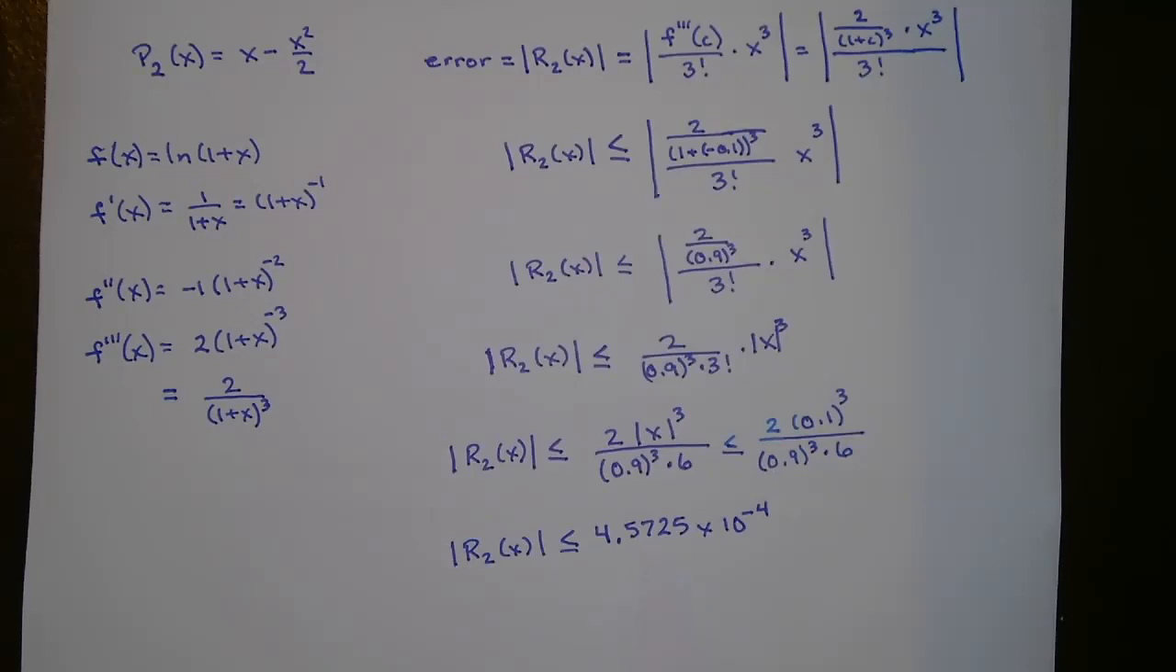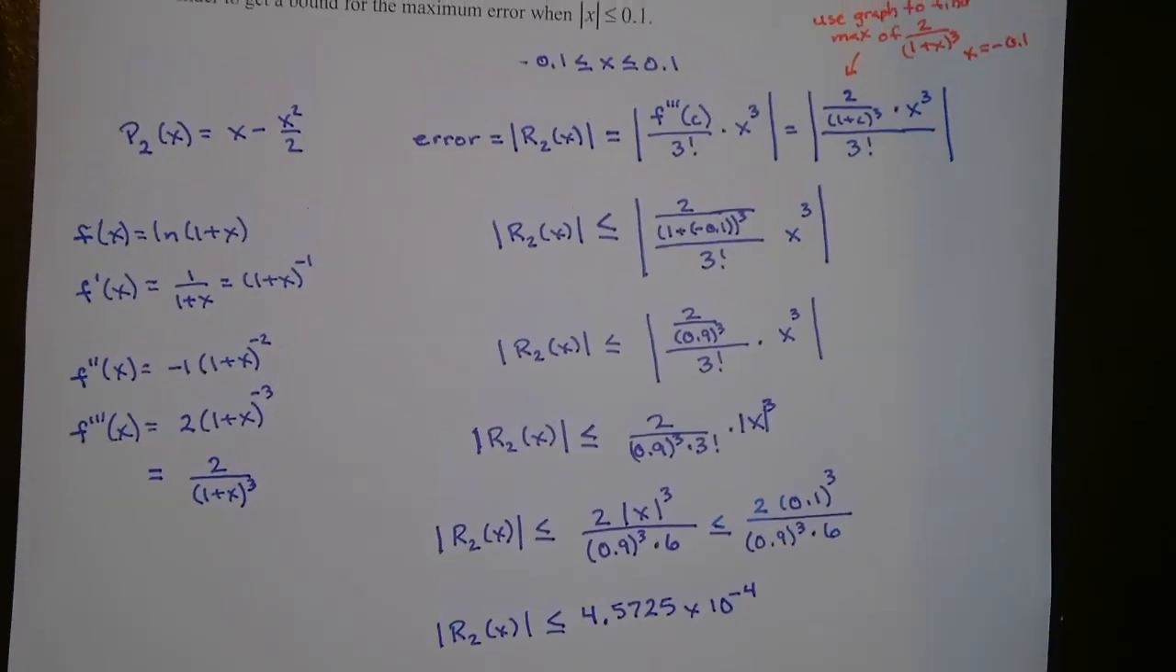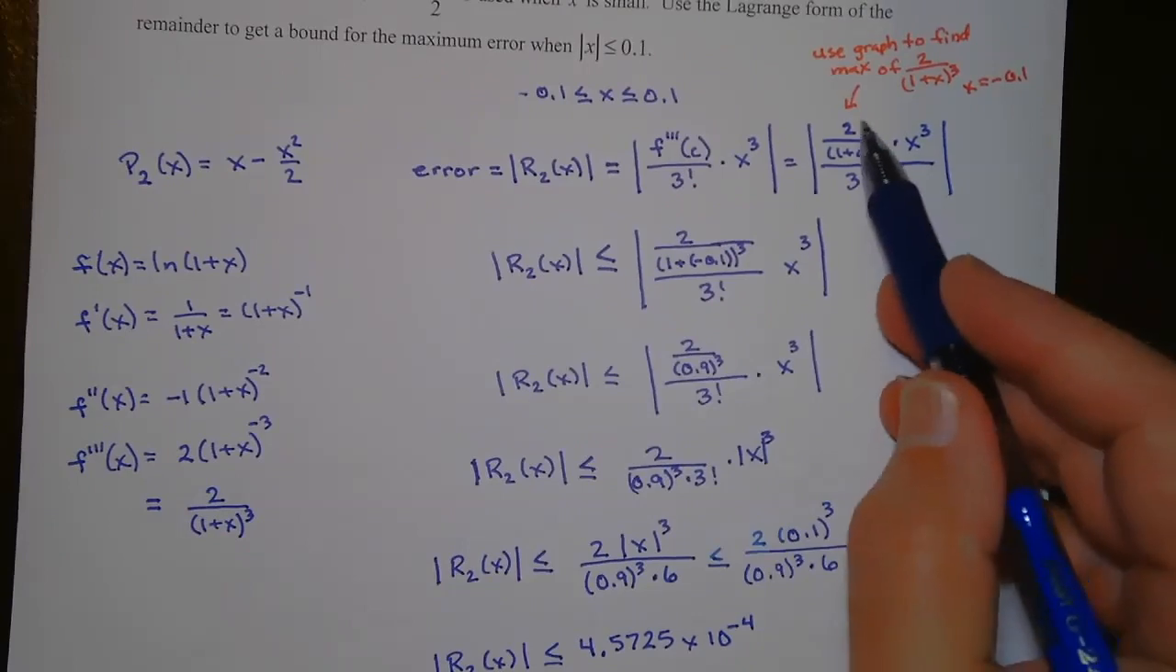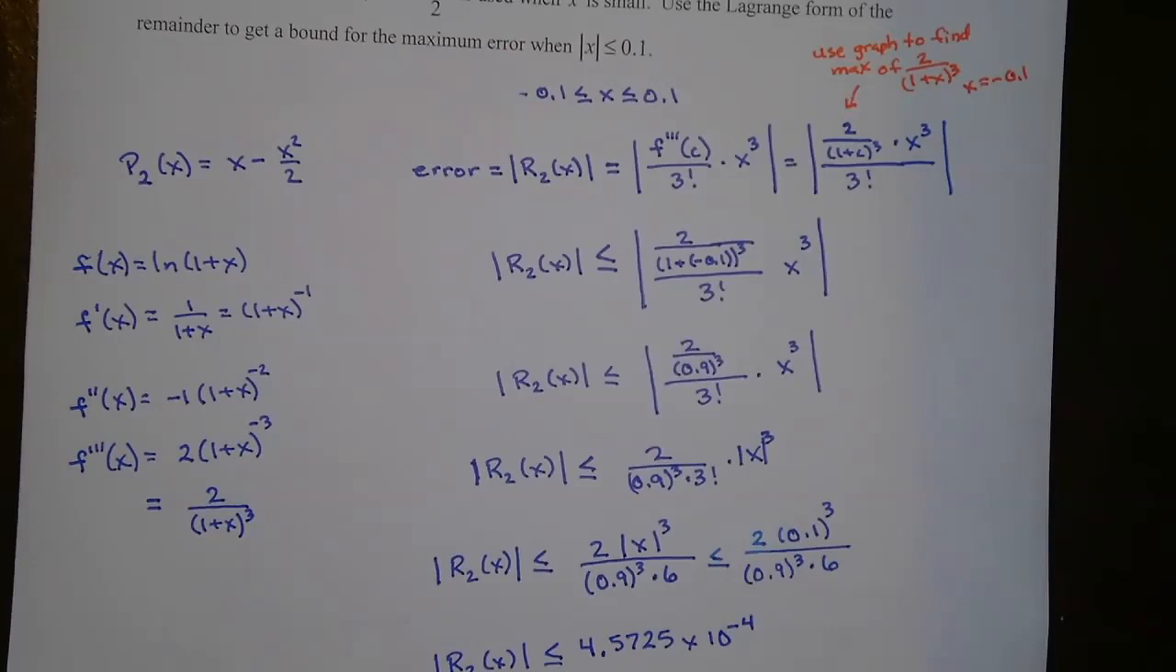So what was different about this problem? What we had to do was use the graph to find the maximum of the third derivative on the interval negative 0.1 to 0.1. It happened at x equals negative 0.1, on that left side. That's really it for the main ideas for this lesson.